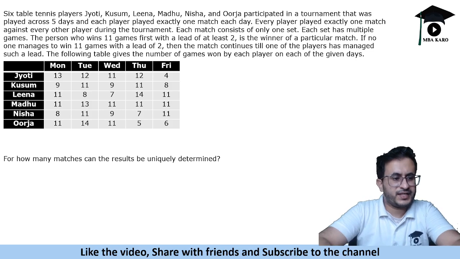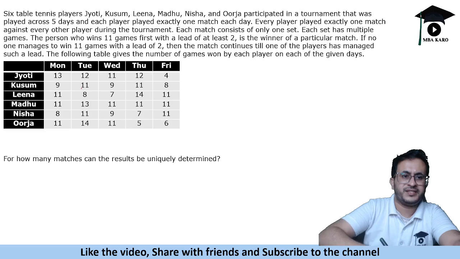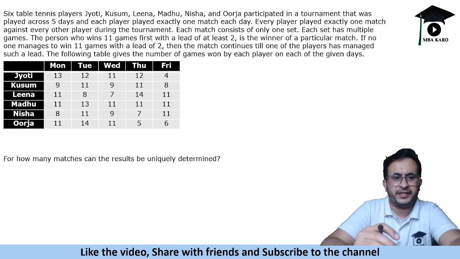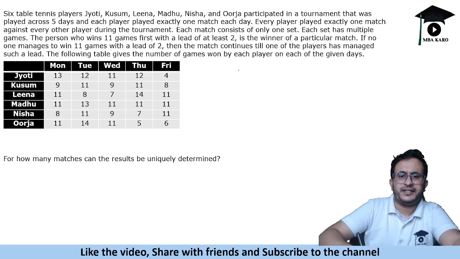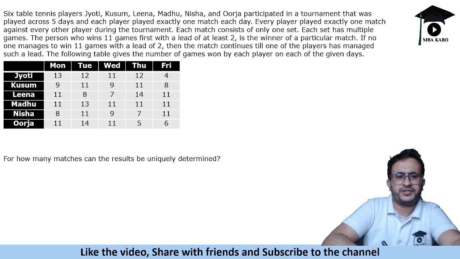So this set says that there is a tournament of 6 TD players, who participated in a tournament that was played across 5 days, and each player played exactly 1 match each day. Every player played exactly 1 match against every other player during the tournament.